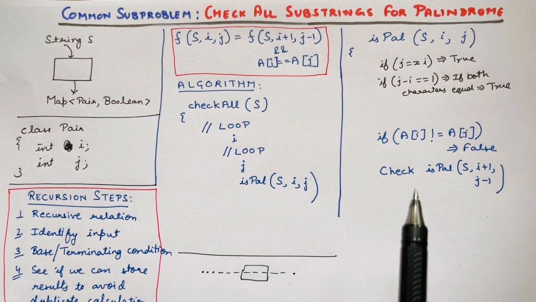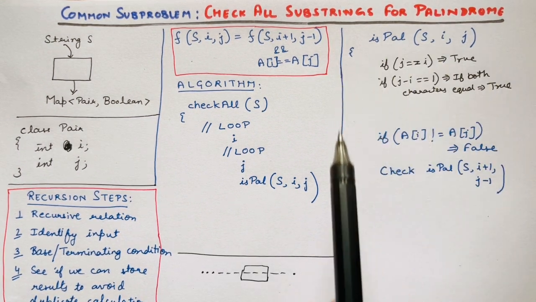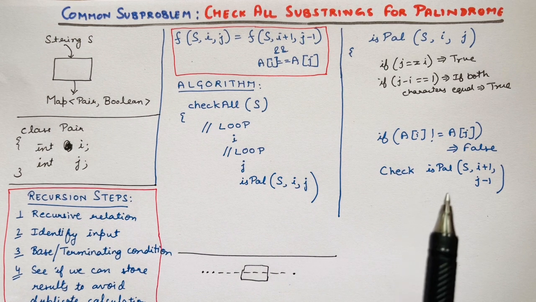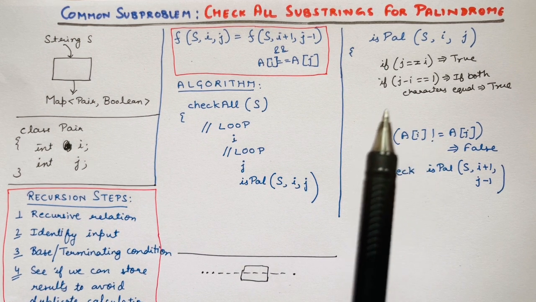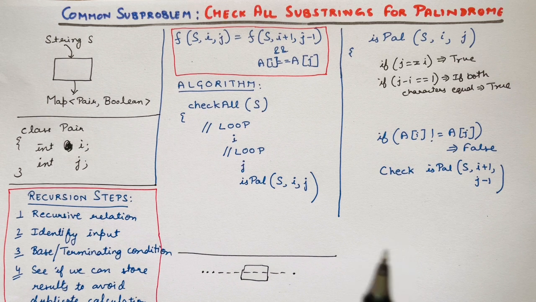Now this is a perfectly working recursive method call. This will work. We can calculate whether a particular substring is a palindrome or not through this. But it is a bit inefficient. Why do we say that?